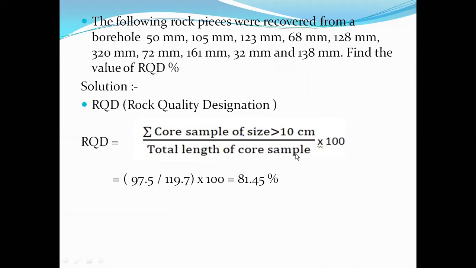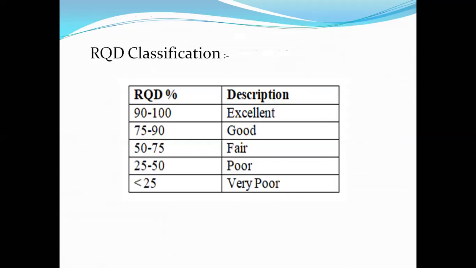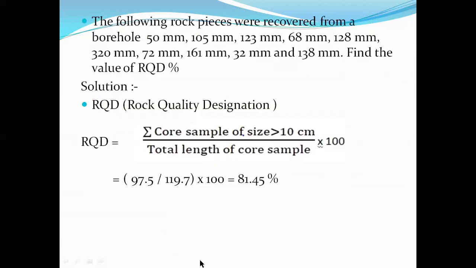So the values which are more than or equal to 10 centimeters, divided by the total, combine all of them, multiplied by 100. Upon substituting those values and simplifying, the percentage we get is 81.45. I believe it comes under the category of good, right? 75 to 90 is good. So it comes under the category of good. That's the comment we need to write after computation. So this is about how to compute the RQD.